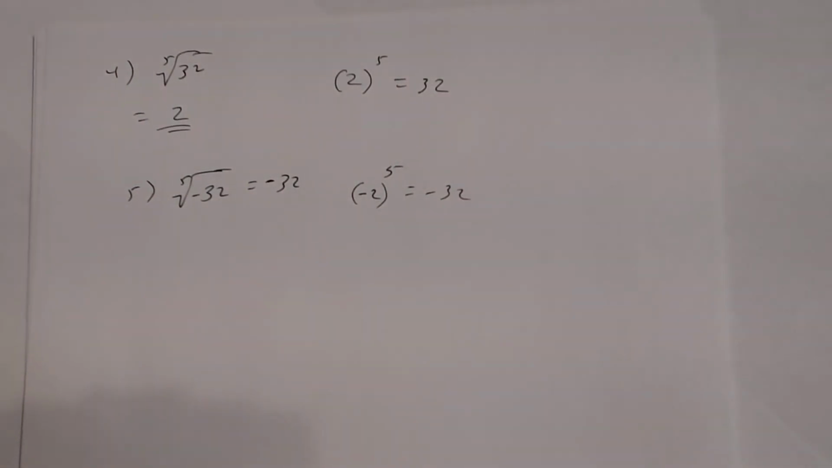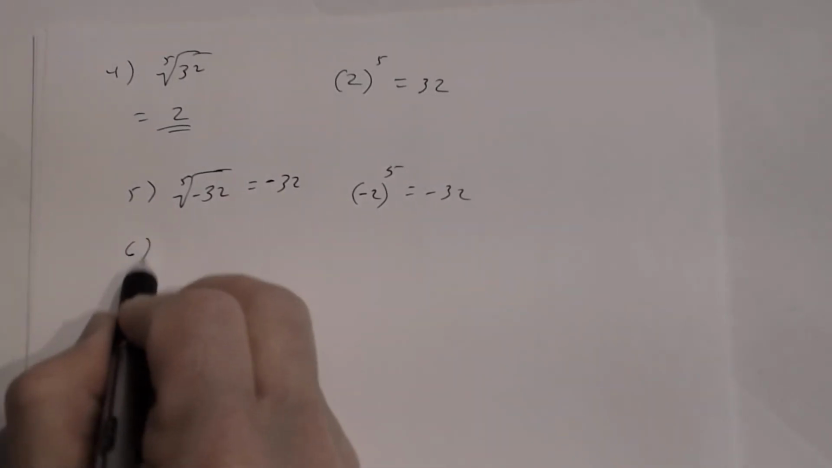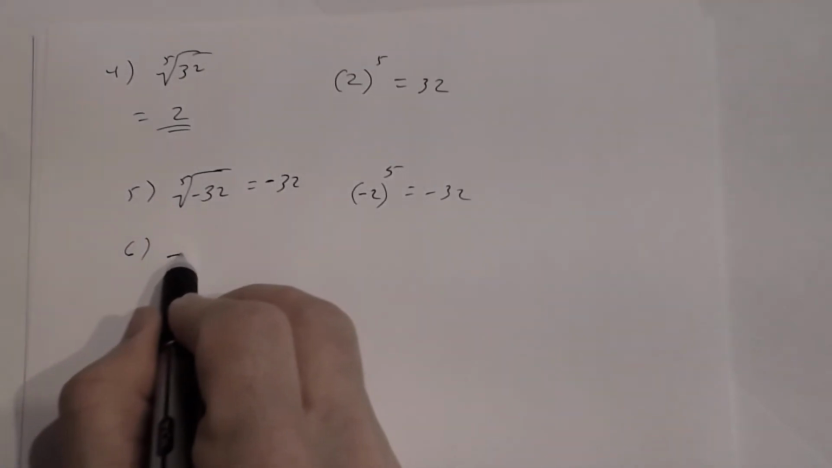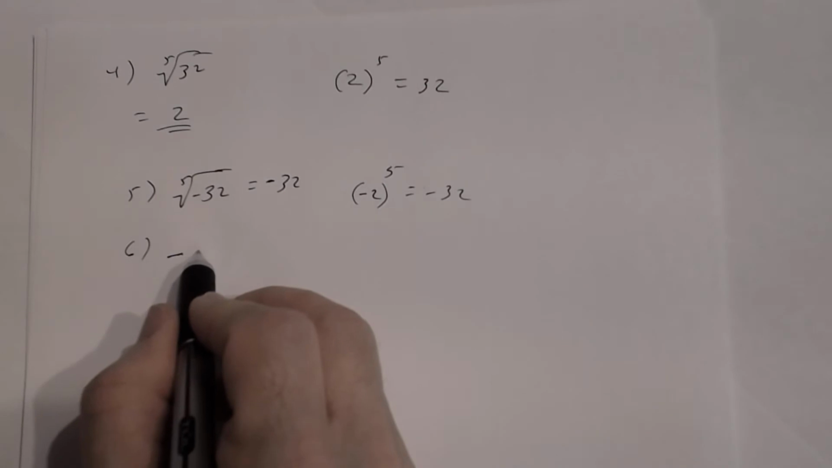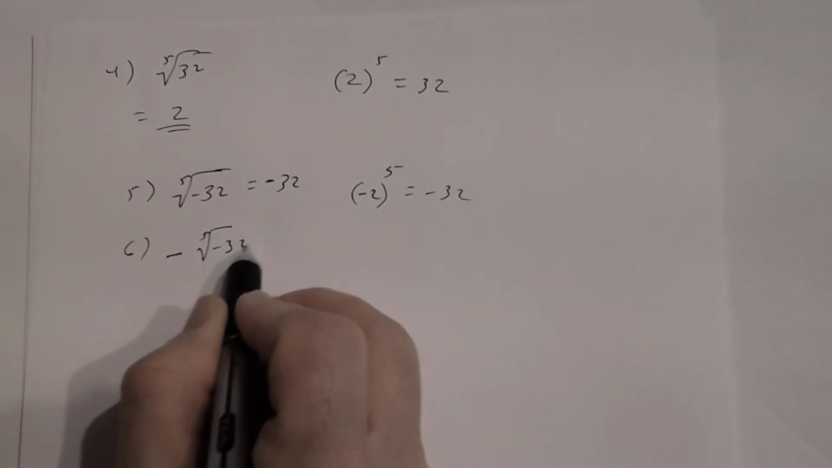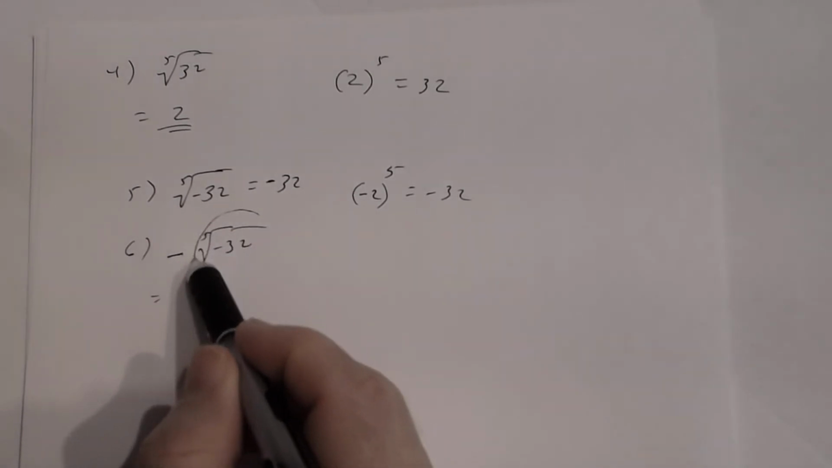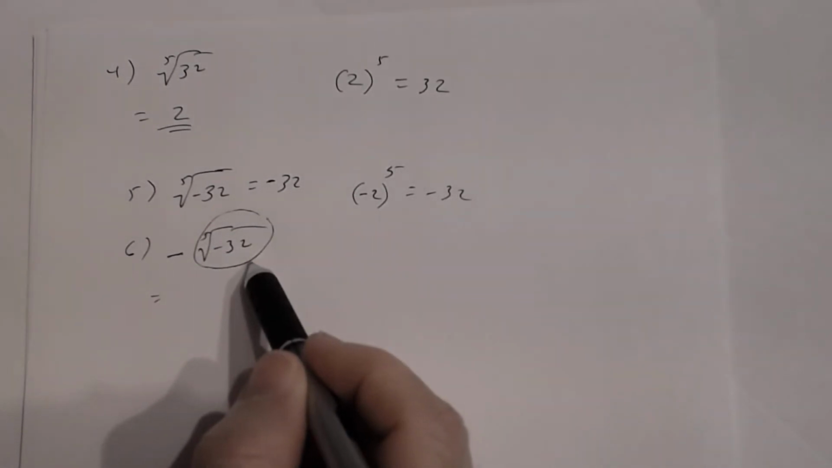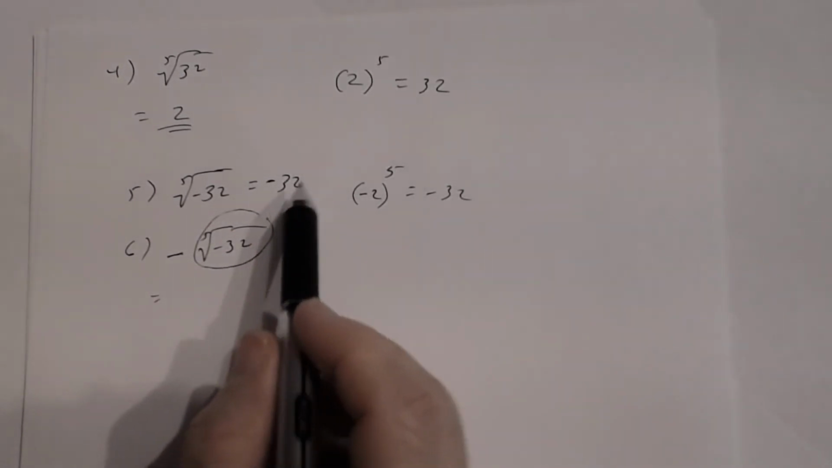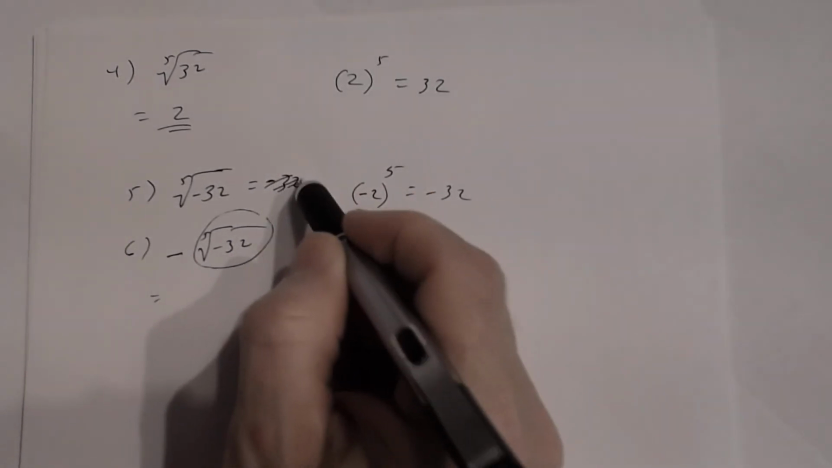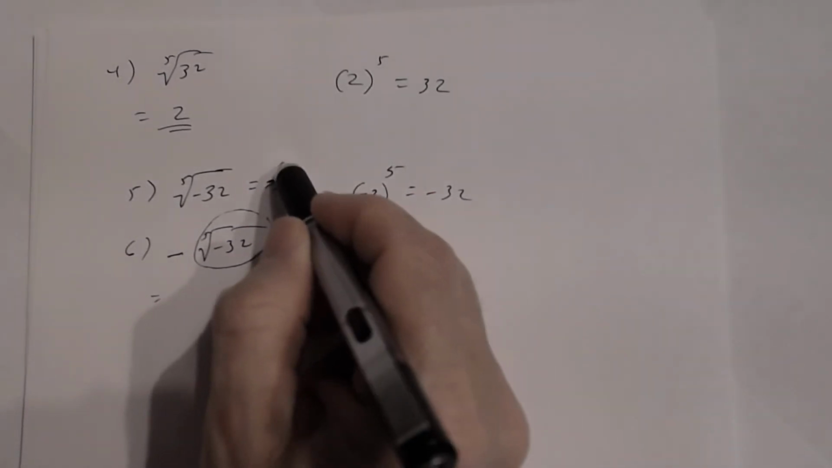All right. Number 6. What if you had this? The opposite, remember what it stands for, the opposite of the 5th root of negative 32. So we already found this part right here, right? We already found that part. Oops, I didn't mean this to be negative 32. This was what answer here, negative 2.